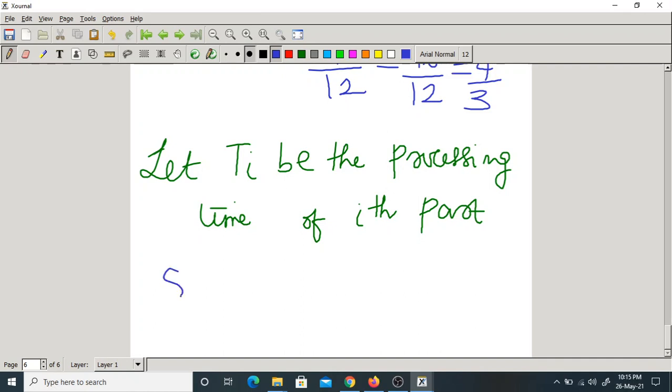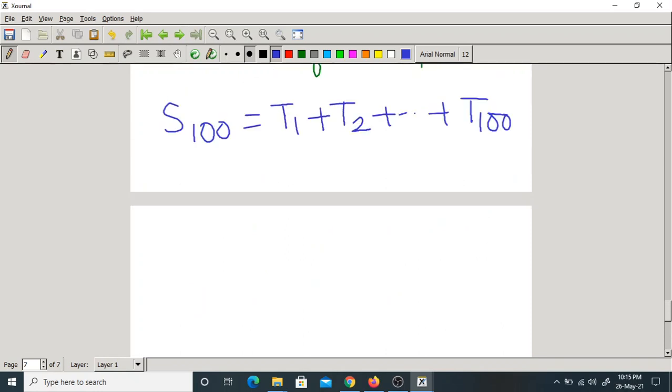Now let us take S100, that is the total processing time for the first 100 parts. So the time taken for the first part is T1, second part is T2, and so on up to T100. So this is the total processing time. This indicates the total time for processing 100 parts, the time required to process 100 parts.